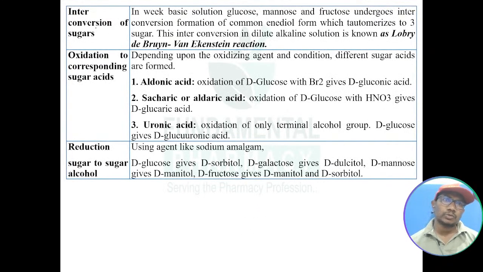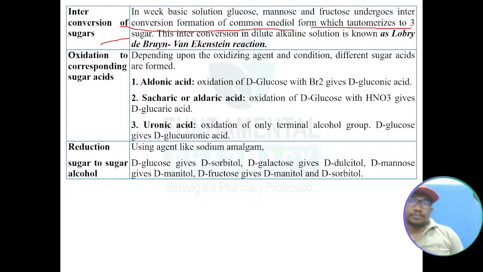Now interconversion of sugars. We have seen that in a weakly basic medium, glucose, mannose, and fructose undergo conversion through the formation of a common enediol, via tautomerases. That means glucose, mannose, and fructose get interconverted into each other via formation of a common enediol, that is known as the Lobry de Bruyn-van Ekenstein reaction.